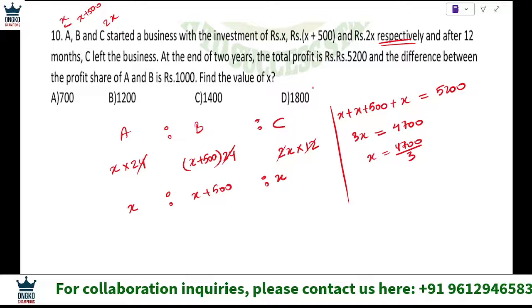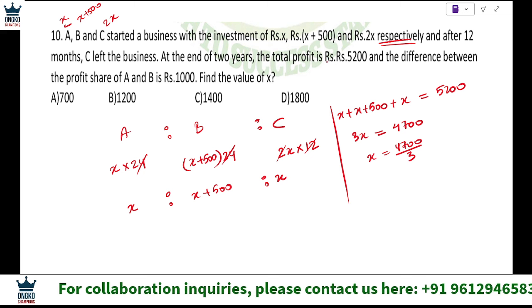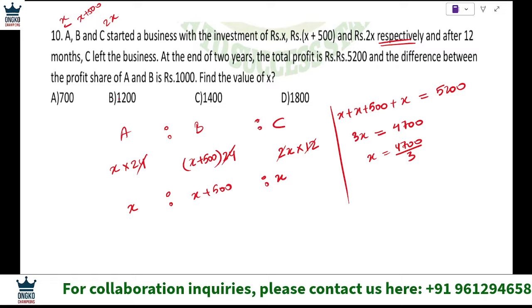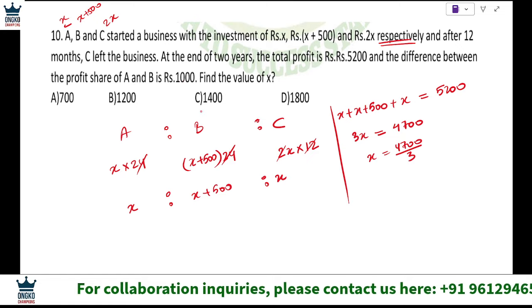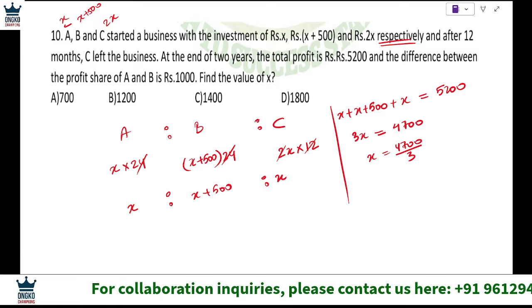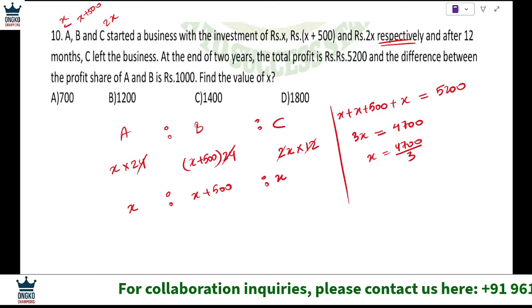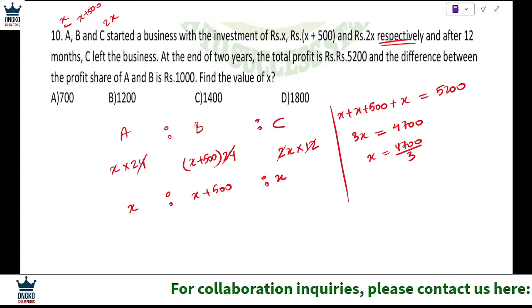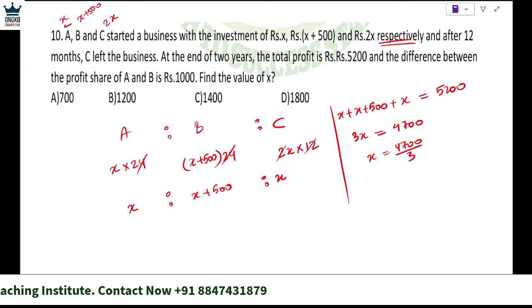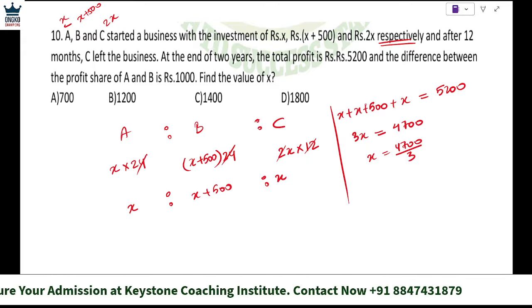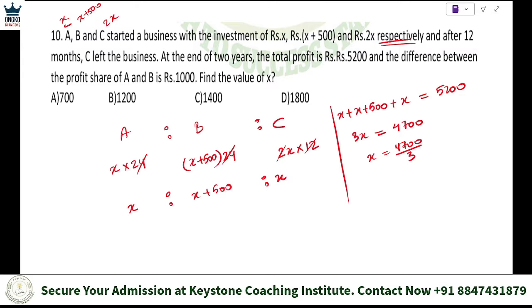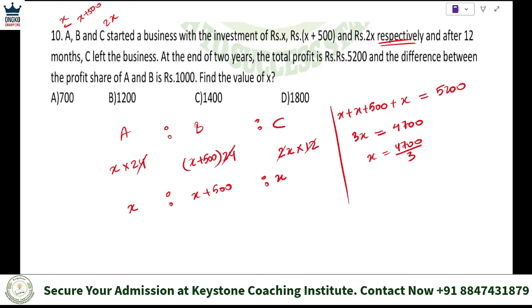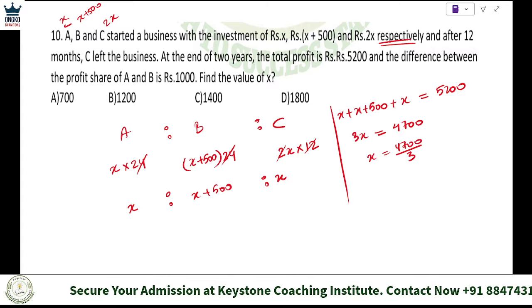Now here in the question it says the difference between the profit share of A and B is rupees 1000. So the difference between A and B is 1000. Now we need to find the value of x. Alright, so now the value of x, we give it a try with 1. Yes, then it is 3, 1 times 3, then it's not possible, right? So let's give it another try.